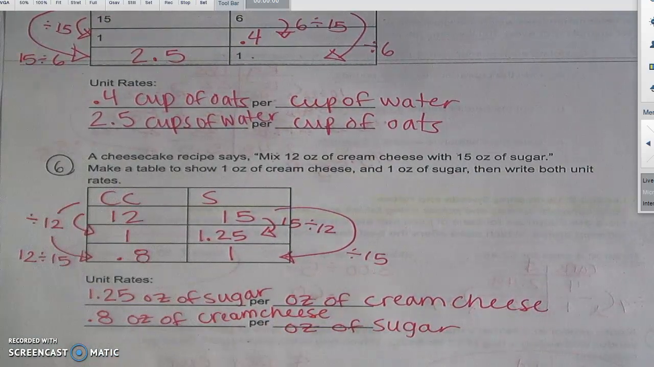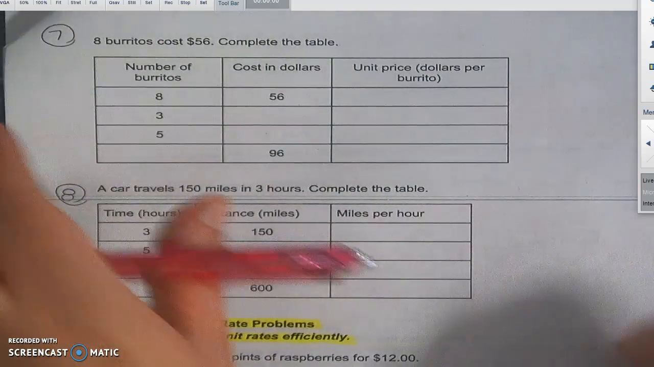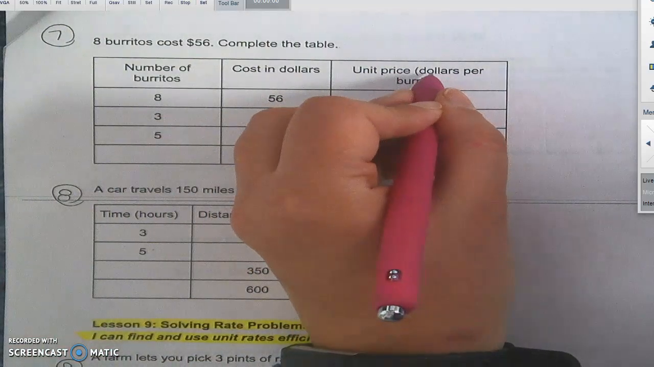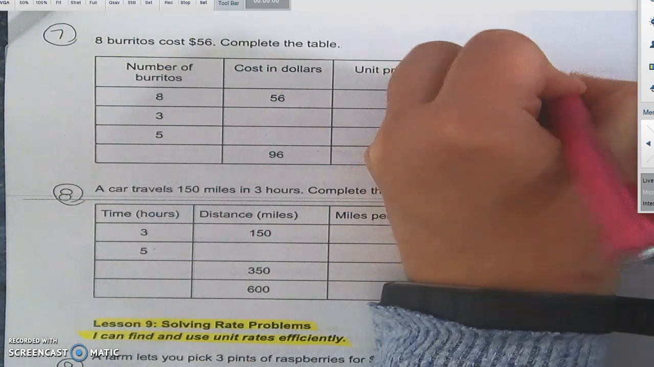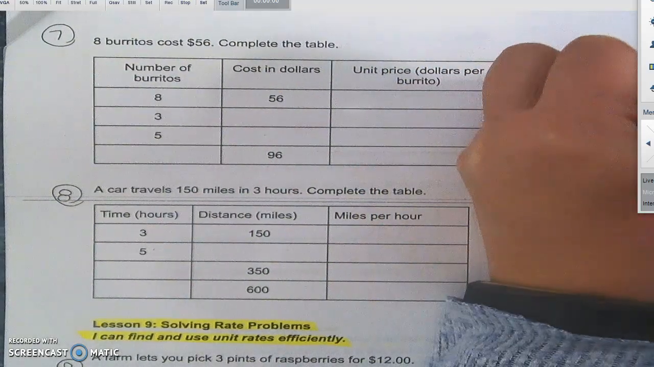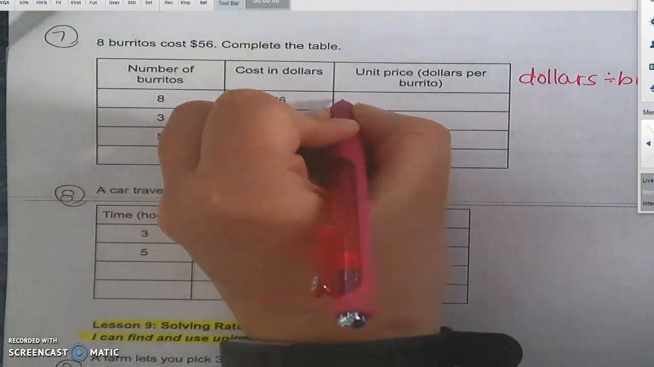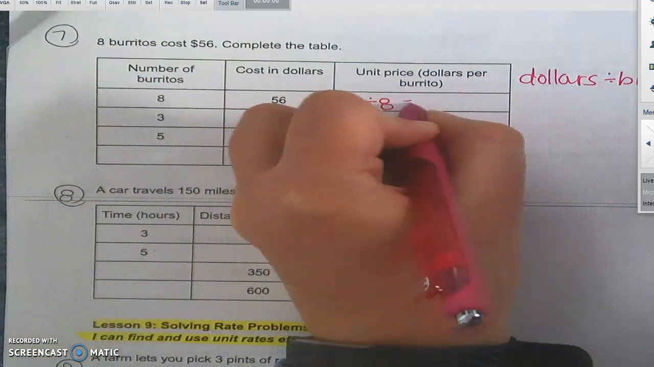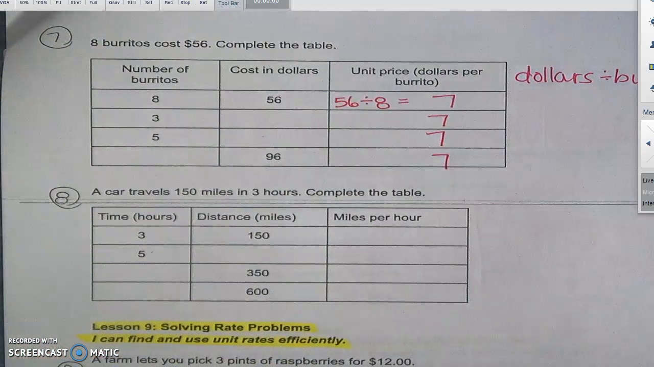All right, so then we're moving on to lesson 7. That's labeled here at the bottom. We flip the page. Now we have tables again. 8 burritos cost $56. Complete the table. So the unit price is how many dollars per burrito. And to find dollars per burrito, I need to do dollars split between the burritos. So dollars divided by burritos. So I'm going to do 56 divided by 8. So dollars split between the burritos gives me 7. All of these are going to be 7. They all have the same unit price.